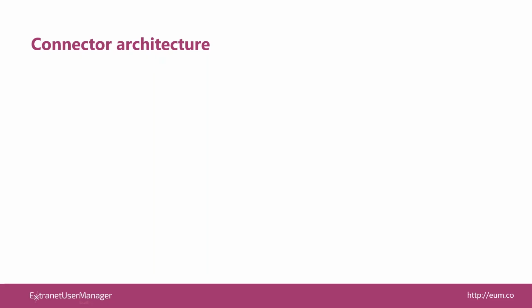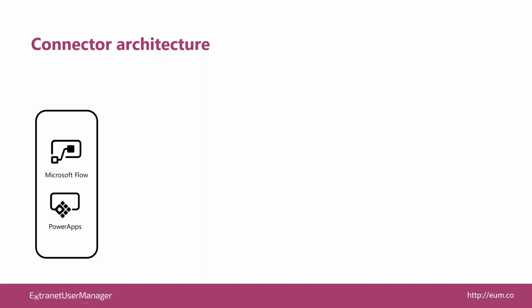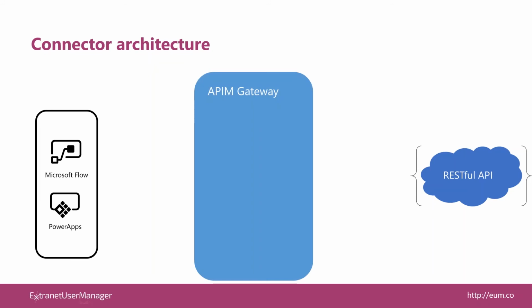All right, so let's dive a little deeper into the underlying architecture of connectors. Starting on the left, we've got Flow and Power Apps out of the box from Microsoft, and we've got some RESTful API on either our system or on an external vendor's system. The two don't know about each other, so we need to define something to connect those together. So we've got the API gateway.